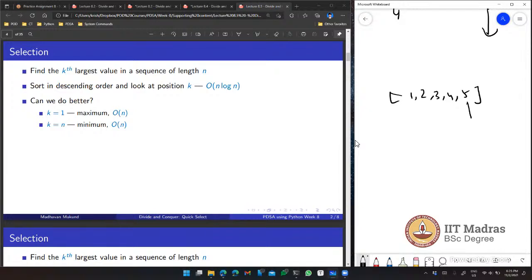In that algorithm, sir said that when we select the pivot and arrange the elements into a lower and an upper part, if the length of the lower side is less than k, then the kth largest element is in that region. That I didn't understand. How?